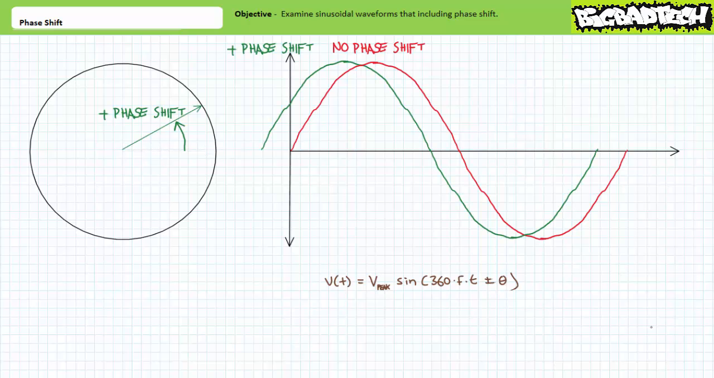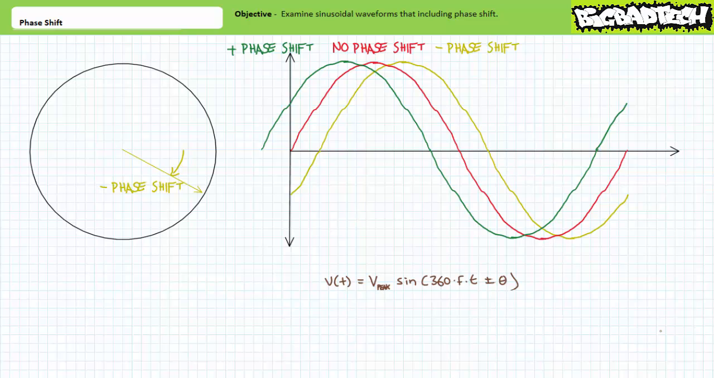A positive phase shift is simply the addition of this angular differential to the terms inside the parentheses and shifts our analysis counterclockwise by that amount. A negative phase shift, in contrast, is simply subtraction of this angular differential to the terms inside the parentheses and shifts our analysis clockwise by that amount.